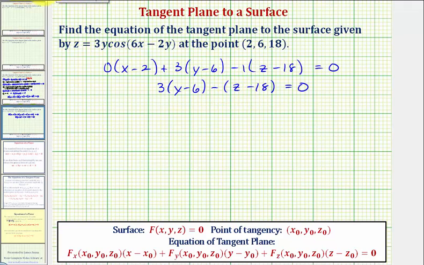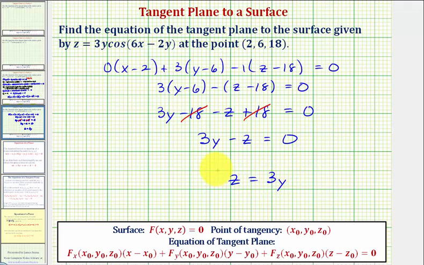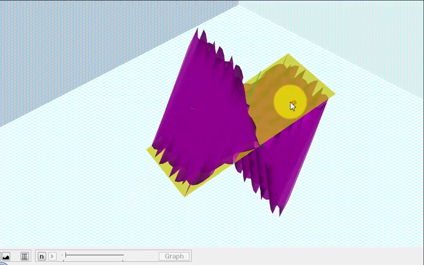So if we distribute, we would have 3y minus 18 minus z plus 18 equals 0. Notice how the constants are opposites, so this would be 0. So we have 3y minus z equals 0. So this would be the general form. Solving for z, we would add z to both sides, giving us the equation z equals 3y. So this would be the equation of our tangent plane to our surface at the given point, which again, going back to our graph, is the equation of this yellow plane.